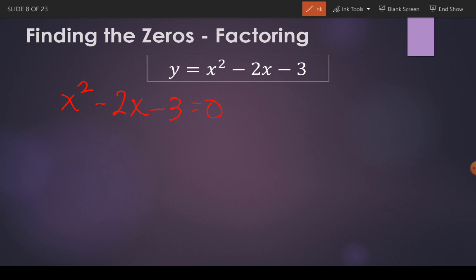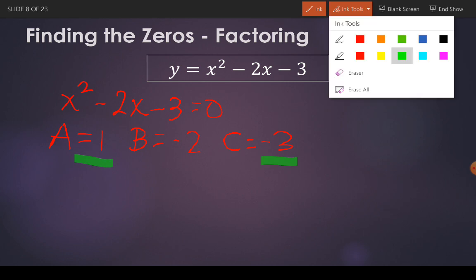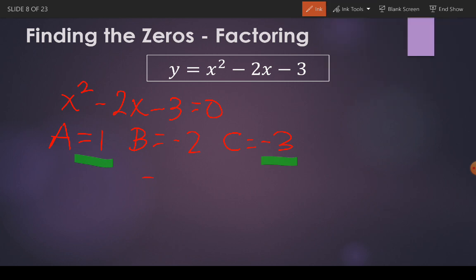The next step is that we need to find the magic numbers. Okay, so the magic numbers would multiply to our a times c value. Well, if a is 1, b is negative 2, and c is negative 3, that means a times c would be this 1 times negative 3 here. So we'll have negative 3, and then they need to add to our b value, which is negative 2.